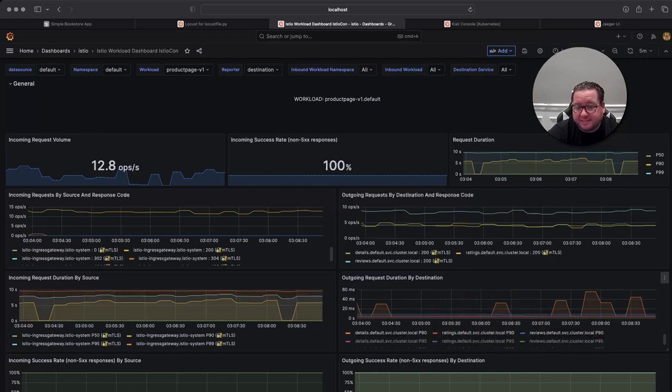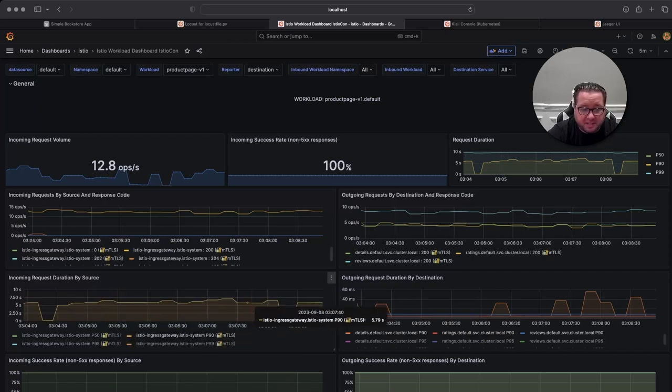So now I can see here the details, ratings, and reviews, and I have an understanding of the request durations that are happening between those. And these are actually going to help inform some of the SLOs that I need to make sure that the product page is able to serve content and serve the customer. So if I look at this, and I'm going to take a peek at my 90th percentile coming in, it's between 5 and 7 seconds, give or take.